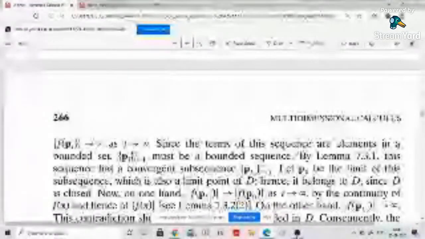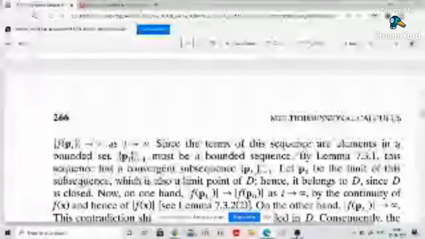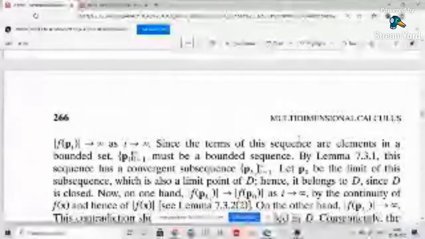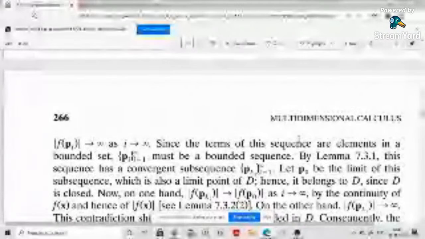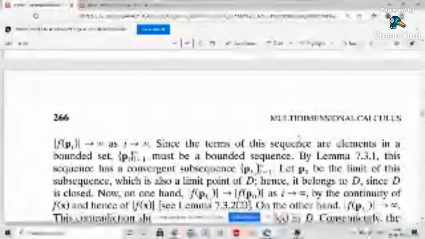Since the terms in the sequence are elements of D, we assume that D is closed and bounded, and we assume that f is not bounded. Since the domain is bounded, the sequence p_i lies in that D, and so that sequence must be a bounded sequence. Okay, we are selecting it.